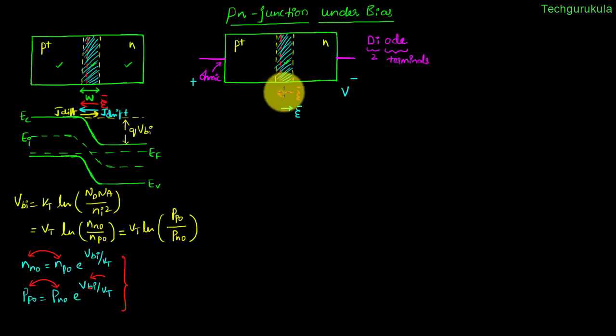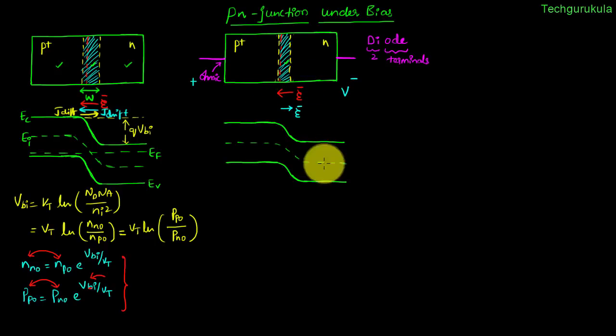When the electric field in the depletion region decreases, the potential across the junction also decreases. As a result, the depletion width will also reduce. So let me reflect the depletion width reduction in this figure. Now let me represent the energy band diagram reflecting these changes. This is how it looks.